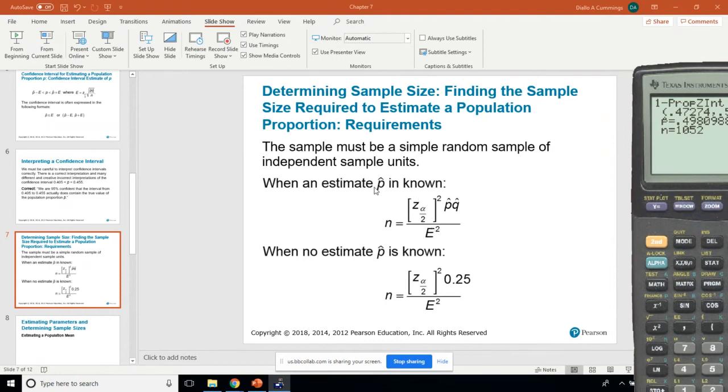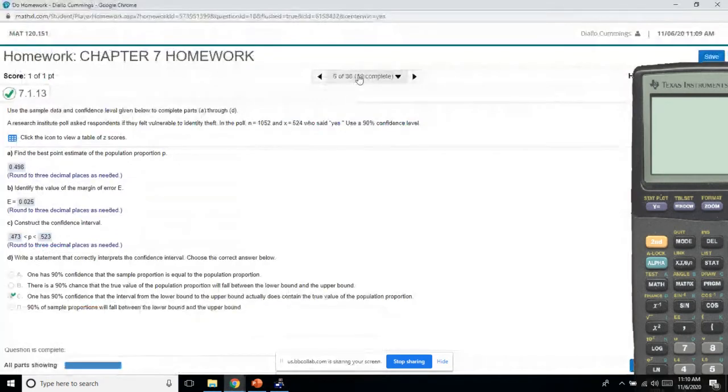That's if we know p, we can find p hat, we can use the formula. However, if there's no estimate for p hat, we would use this formula. The sample size would be equal to z alpha over 2 squared times 0.25 divided by the margin of error squared. So you would use the first formula if p hat was known. You would use the second formula if p hat was not known. So let's take a look at number 33.